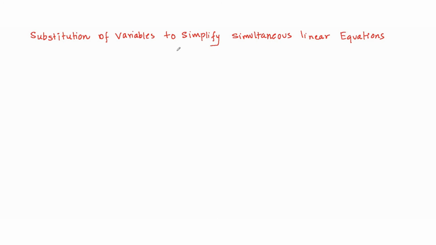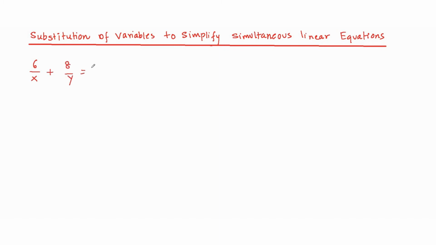So in this particular segment, we are going to understand the concept of substitution of variables to simplify some simultaneous linear equations. This particular method is very much effective when you see variables in the denominator. So for example, let's consider that the equation is 6 upon x plus 8 upon y is equal to 4, and 3 upon x minus 4 upon y is equal to 0.